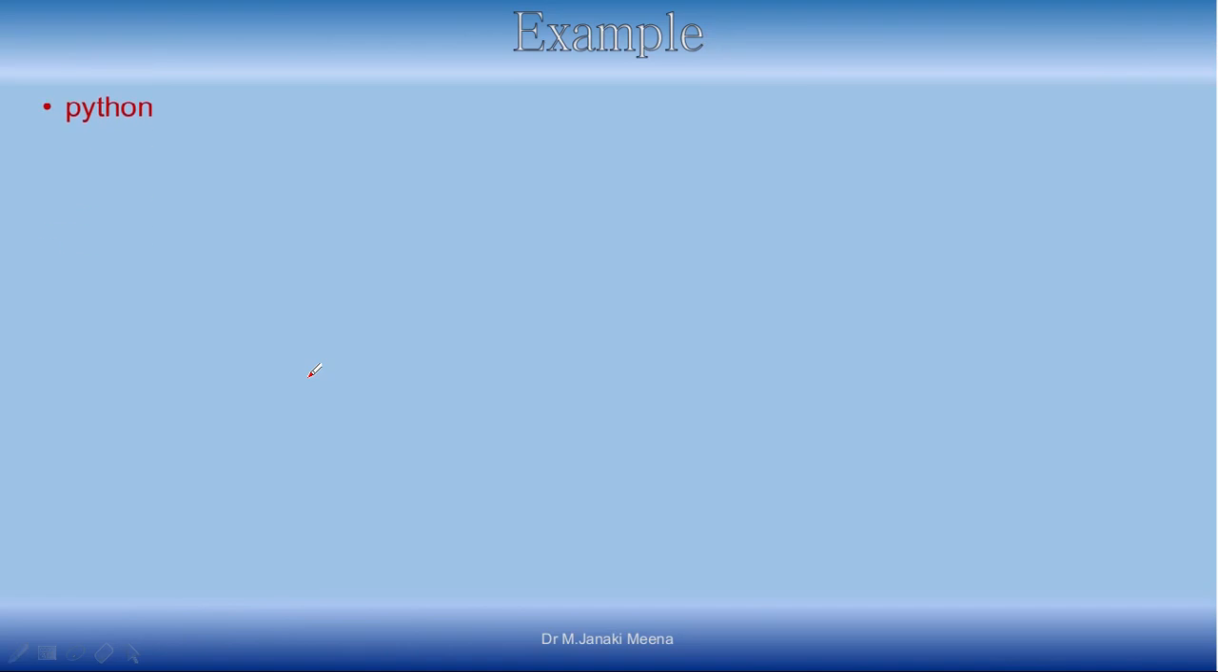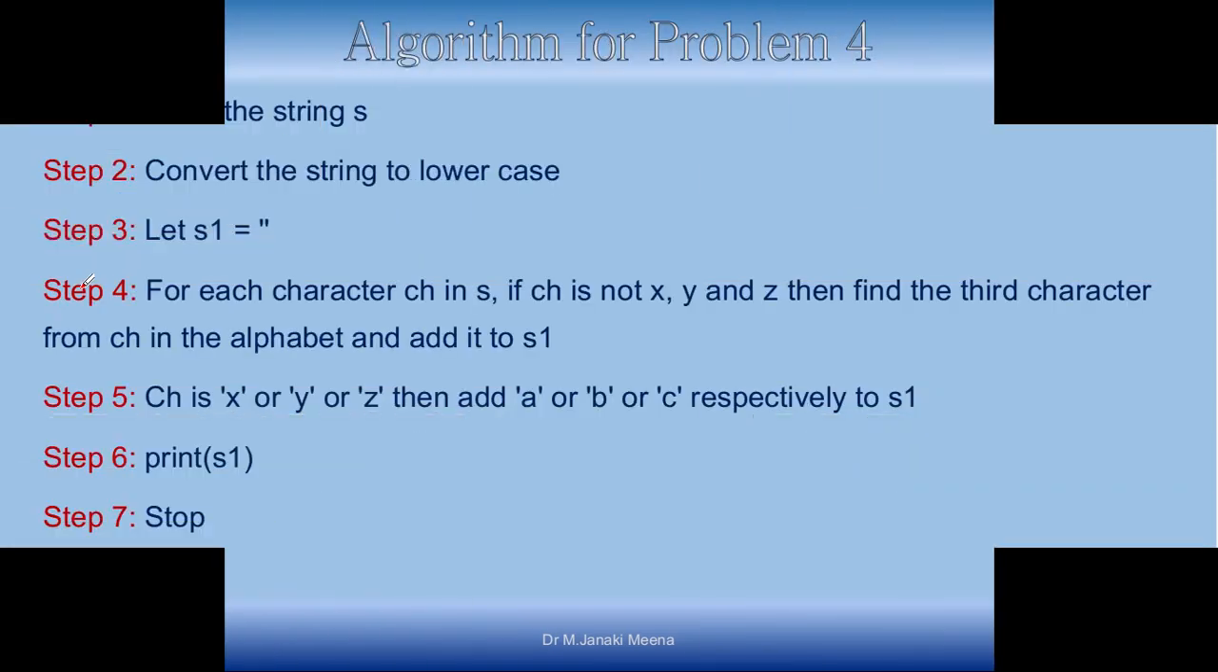So let us look at this example, P, right, Python. P will be converted to S, Y will become B, T will become W, H will become K, O will become R, N will become Q. Another example is Oxford. O, P, Q, R, okay, R. X will become Y, Z, A, okay, and F will become G, H, I, once again O will become R, R will become S, T, U, right, and D will become G, right.